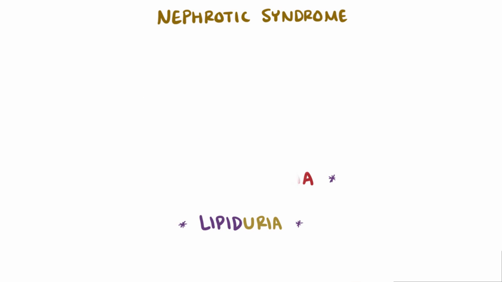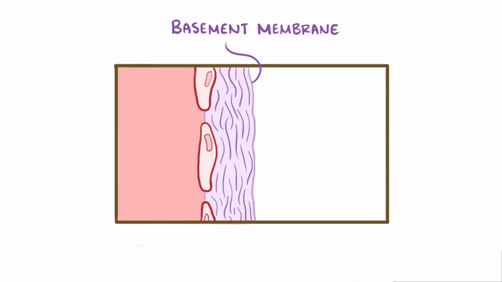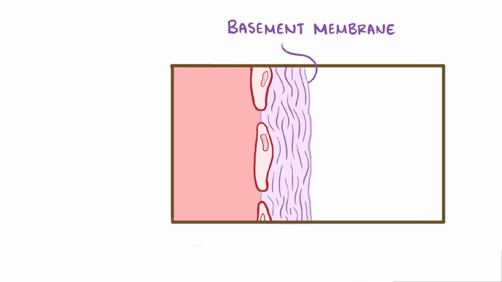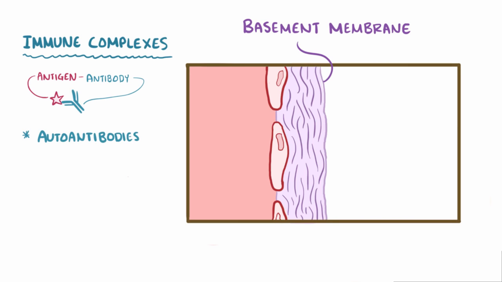Alright, so with membranous glomerulonephritis, the basement membrane becomes damaged, which causes nephrotic syndrome. How does that happen though? Well, ultimately, this damage is caused by immune complexes. Complexes composed of an antigen with an antibody bound to it. One way these complexes can form is as a result of autoantibodies directly targeting the glomerular basement membrane.